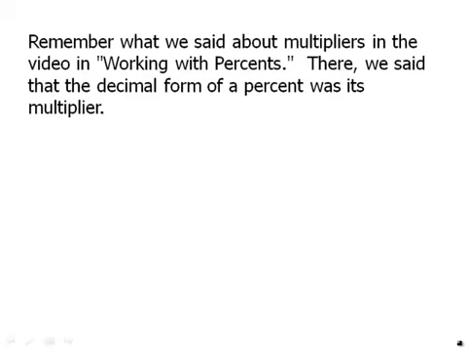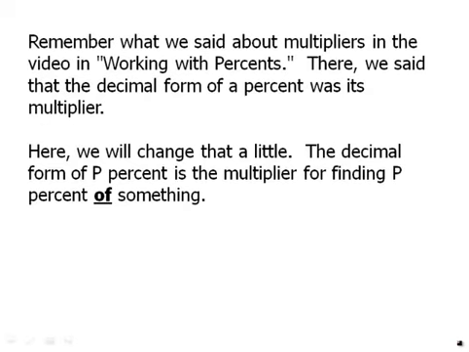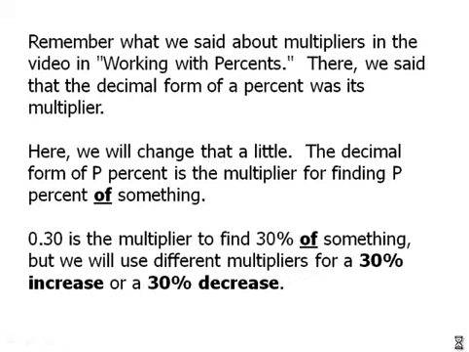Remember what we said, first of all, about multipliers in the video working with percents. There we said that the decimal form of a percent was its multiplier. Here we will change that a little bit. The decimal form of p% is the multiplier for finding p% of something. So if I wanted, for example, 30% of something, I would use the multiplier, use the decimal form 0.30. But we will use different multipliers for a 30% increase or a 30% decrease. And that's what we'll be talking about in this particular video.